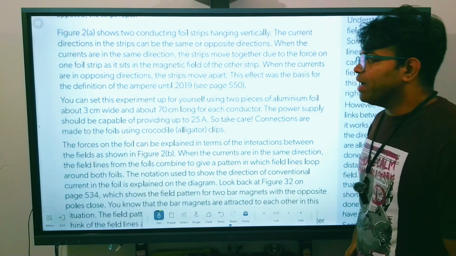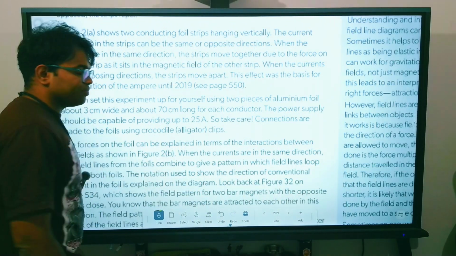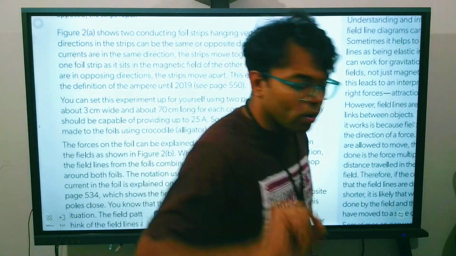This effect was the basis for the definition of the ampere until 2019. So, what is 1 ampere? 1 second.